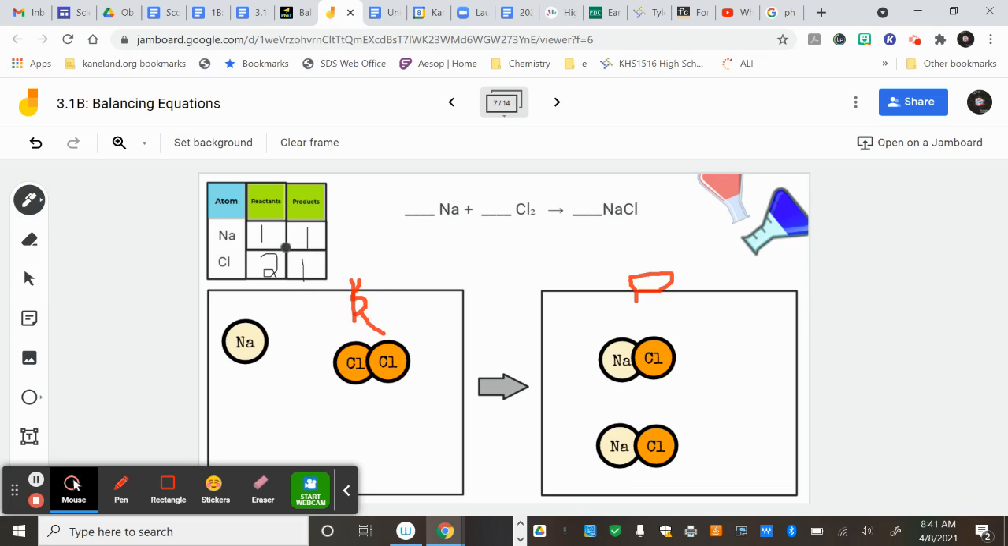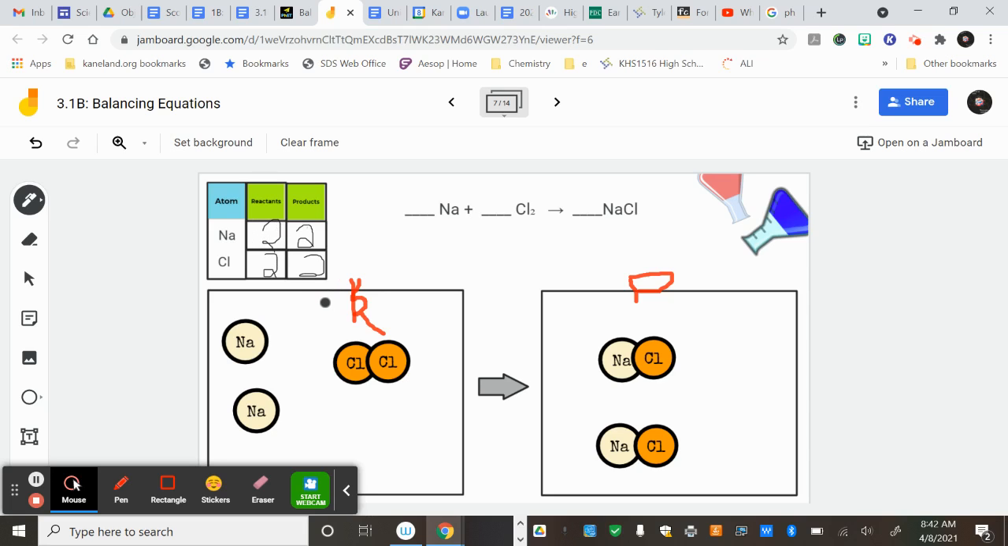That's going to change the amounts we have over here. Now we have two Nas and two Cls. So now our Cls are in balance, but the Nas are no longer in balance. So we can add another Na, and we can add the Na just by itself because it was already by itself here. So that changes this to 2 as well.